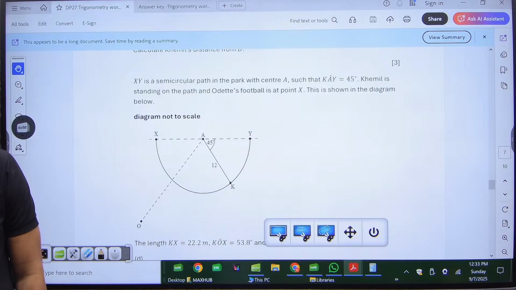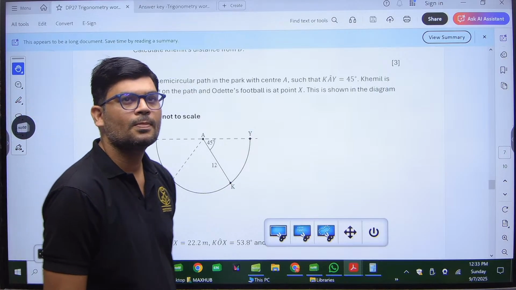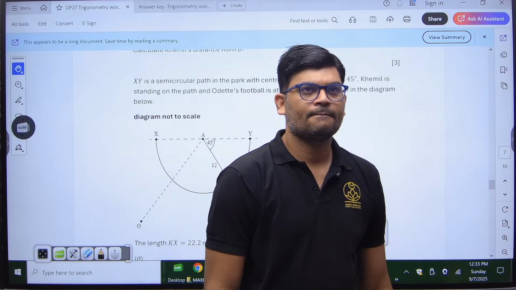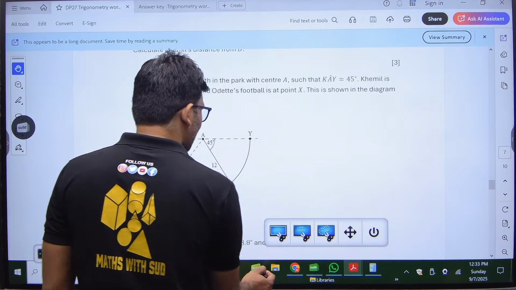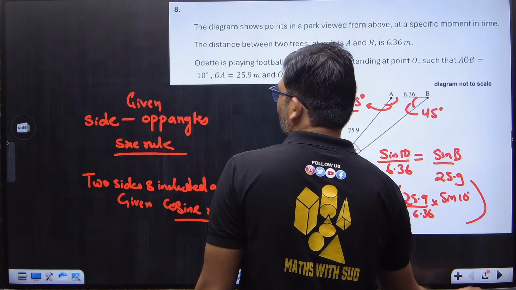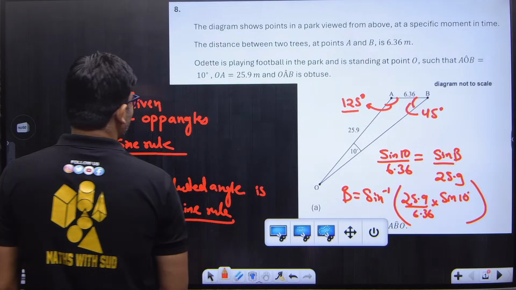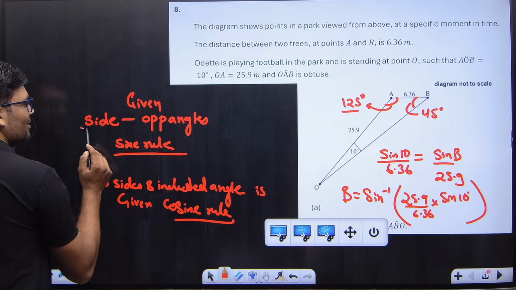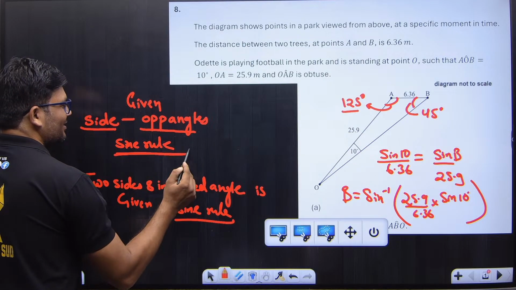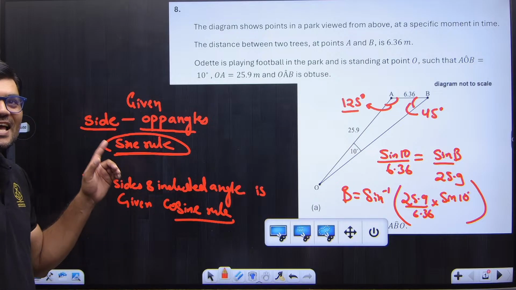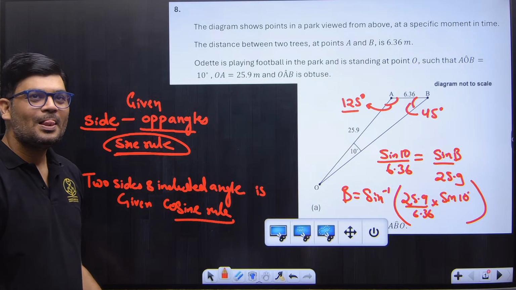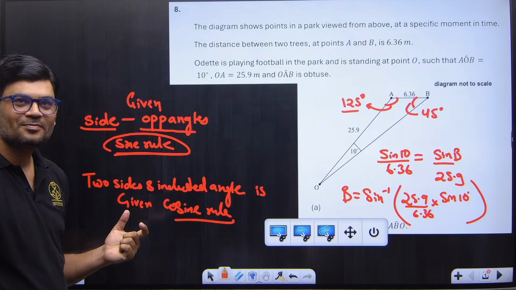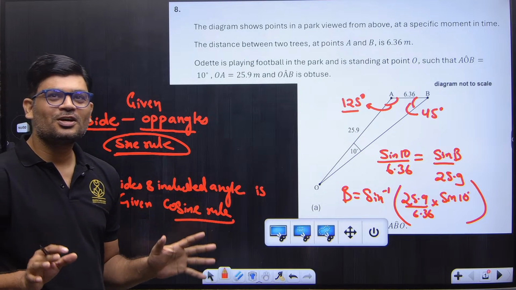I have a question. How do you determine whether to use sine rule or cosine rule? In the beginning of the class, when I was saying this, you were not listening to me, I think. I told you if the side and the opposite angles are given, you will use the sine rule. Because I keep getting confused between the both of them. No, there is no confusion at all.